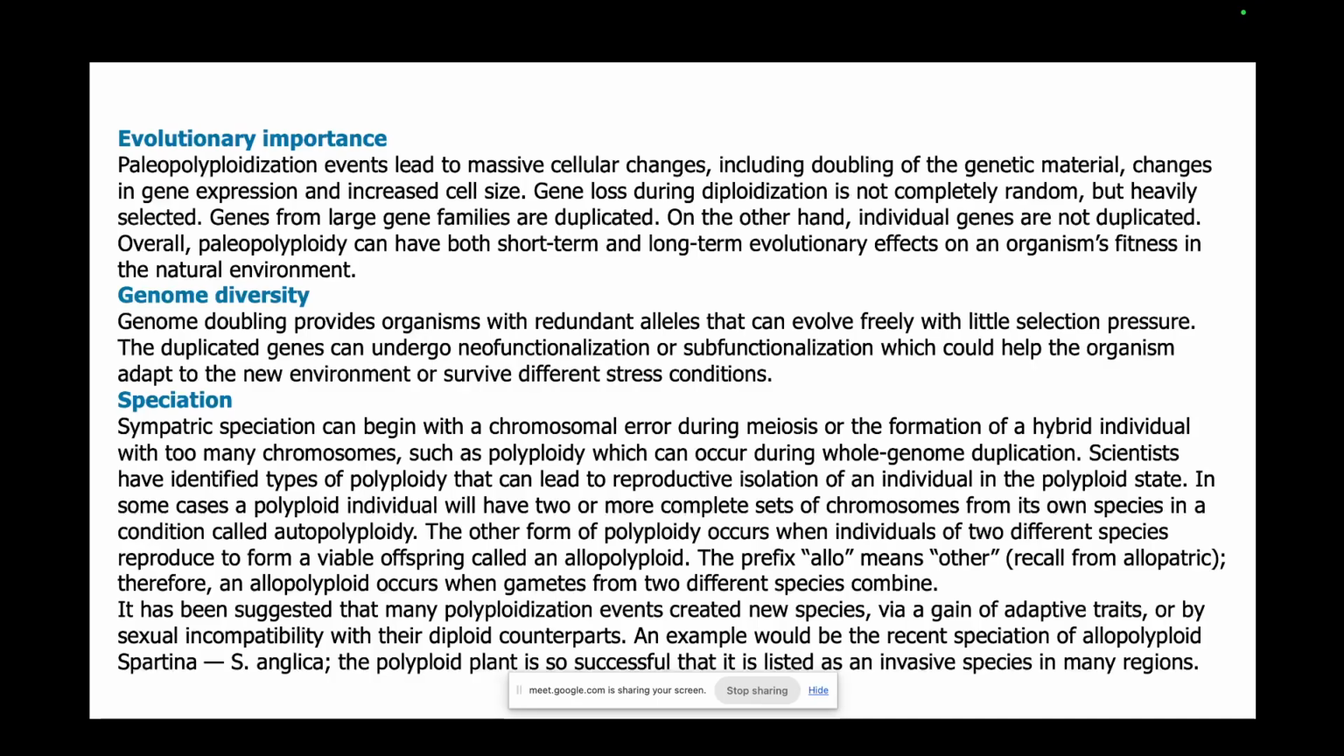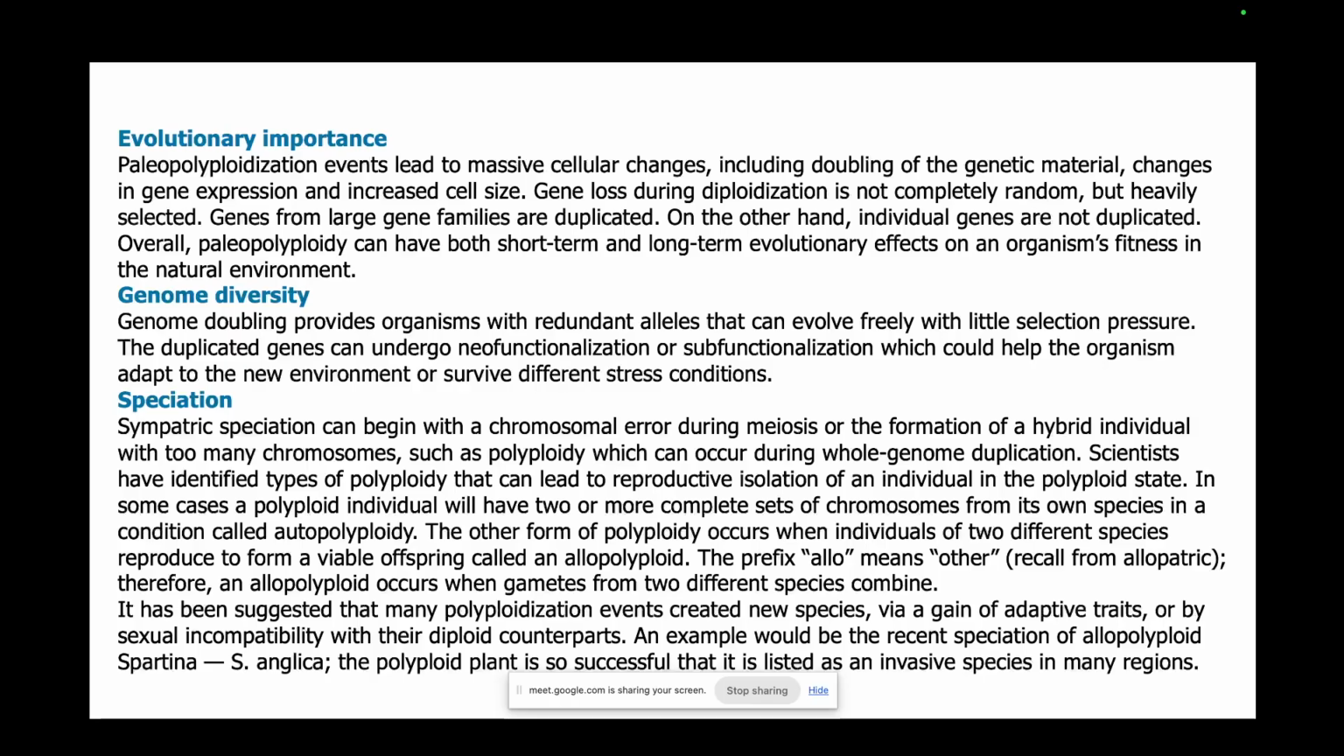The duplicated genes can undergo neofunctionalization or subfunctionalization, as we talked about earlier, which could help the organism adapt to new environment or survive different stress conditions. But one important thing that comes out of this is speciation. So sympatric speciation can begin with chromosomal error during meiosis or the formation of hybrid individuals with too many chromosomes, such as polyploidy, which can occur during whole genome replication.